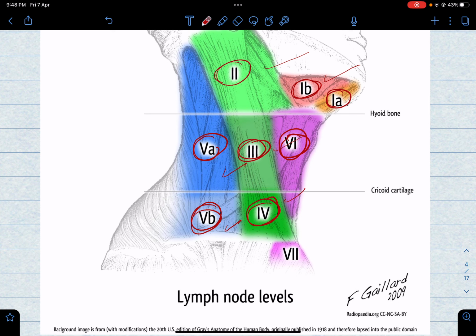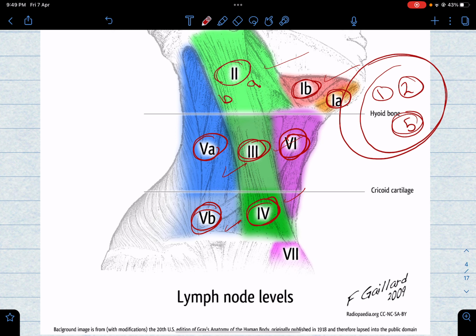We noticed that the levels that have subdivisions are 1, 2, right? Here's A and B, and 5. All the levels that have subdivisions are 1A, 1B, 2A, 2B, and 5A and 5B. Here is separated by the spinal accessory nerve, cranial nerve number 11. And yeah, that's it.